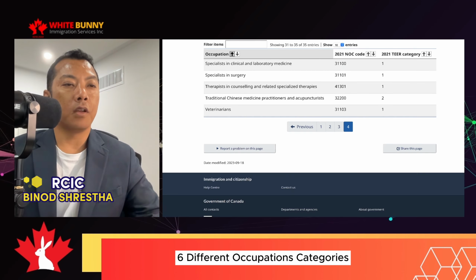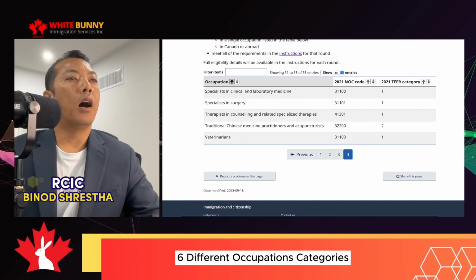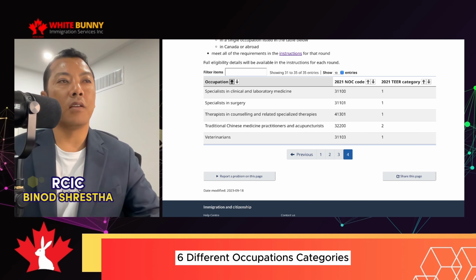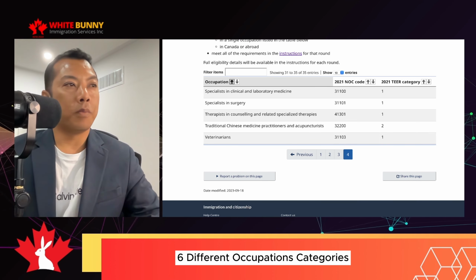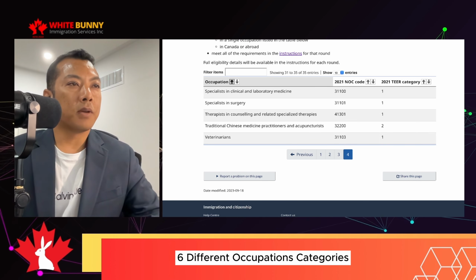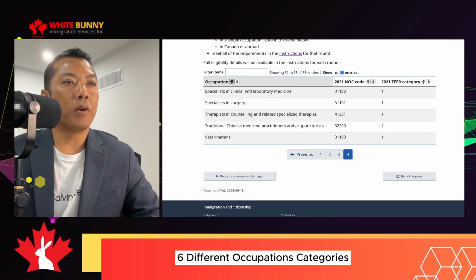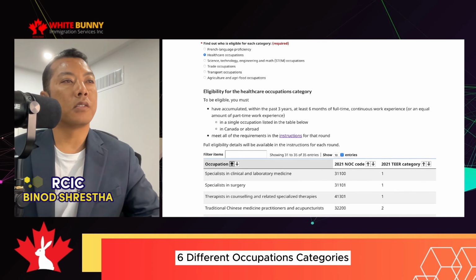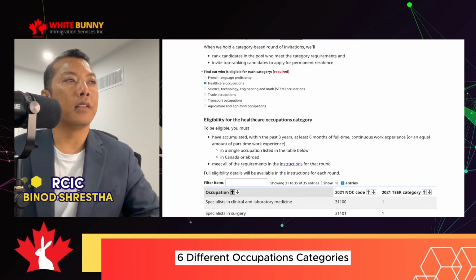So we have number 4 here. Tab number 4, we still have a couple of specialists in clinical and laboratory medicine, specialists in surgery, therapists in counseling and related specialized therapies, traditional Chinese medicine practitioners and acupuncturists, veterinarians, right? So these are some of the occupations under the health category.